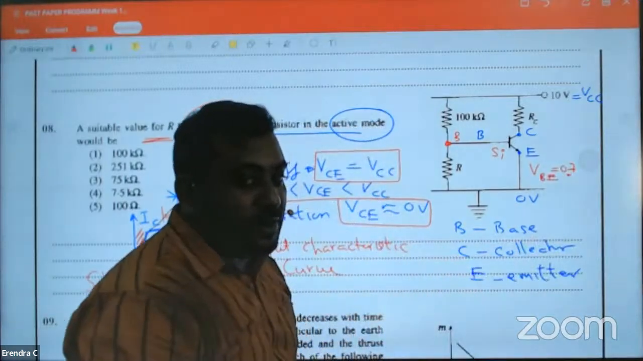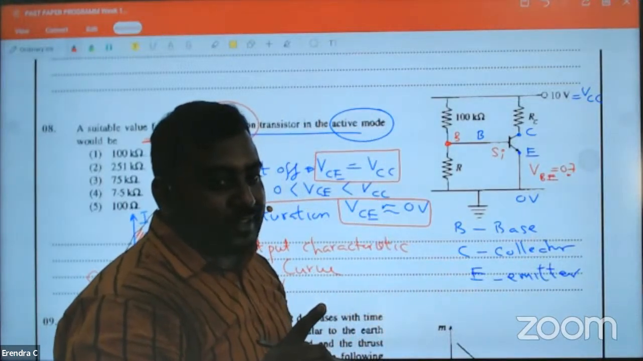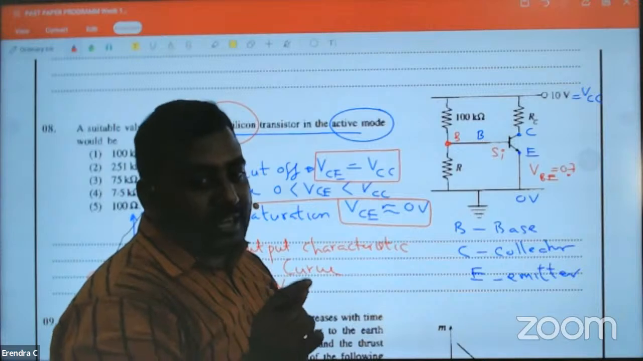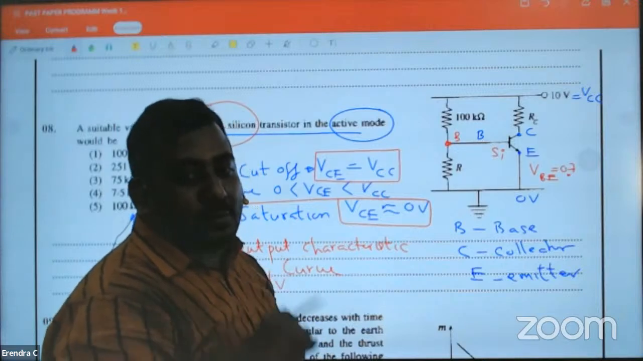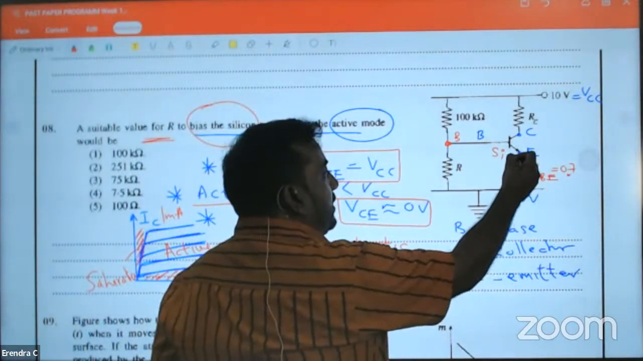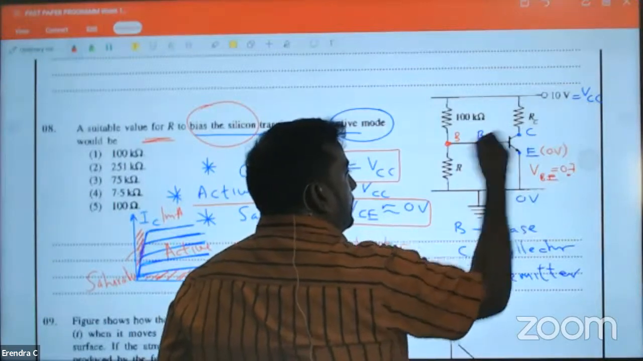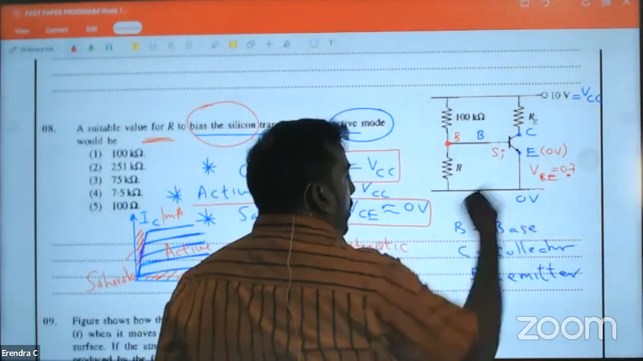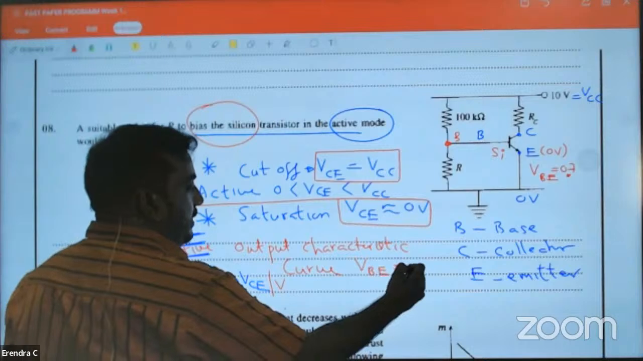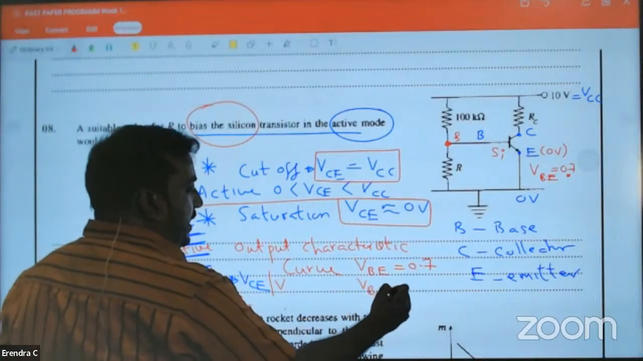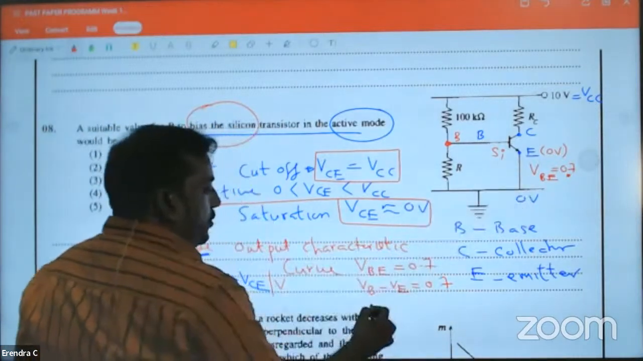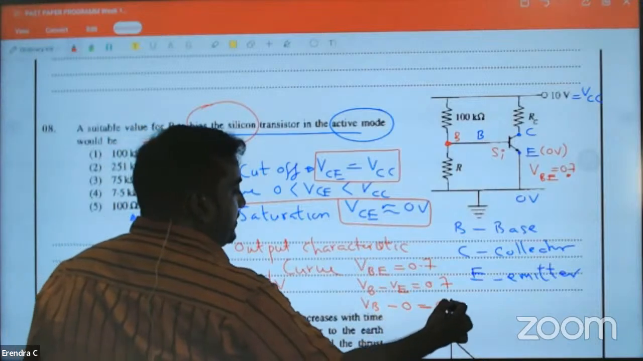Base emitter is silicon, so 0.7. Can you remember yesterday I drew a curve? Last MCQ. For silicon, the forward bias voltage is 0.7. Germanium 0.3. So here you can see this wire is empty, no resistor, so this is 0 volt. VBE is 0.7, that means VB minus VE. Simple. Voltage at E is connected to 0, so VB minus 0 is 0.7.